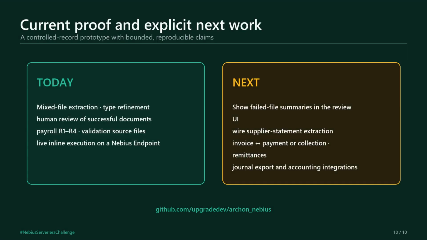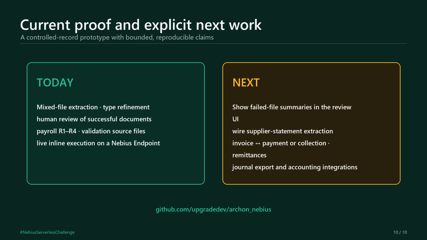The submitted proof is deliberately bounded: mixed file extraction, structured records, deterministic type refinement, human review of successfully extracted documents, payroll linking, forename checks with source file references, reproducible downstream evaluation, and a live Nebius endpoint using the inline fallback.